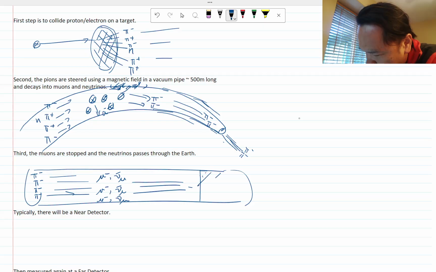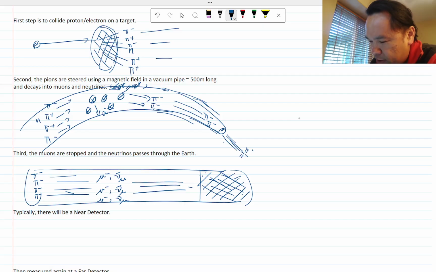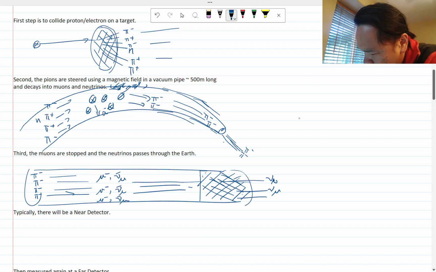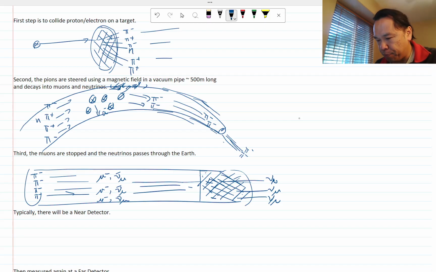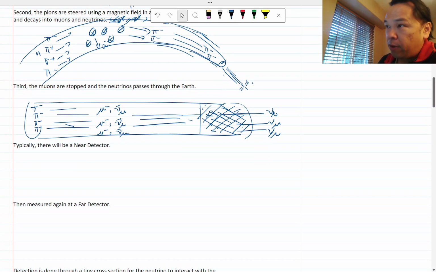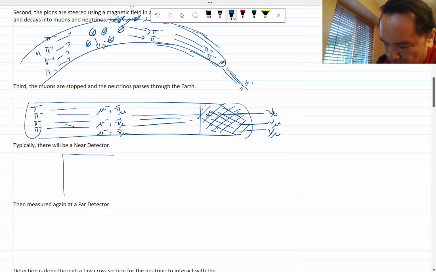And what you do is after about maybe 100 meters or so, you smash it into some concrete. The neutrino actually passes through 99.999% of the time, while the muon gets stopped by this concrete. And typically what you have is actually a near detector. So you take this neutrino, you put it through a neutrino detector.